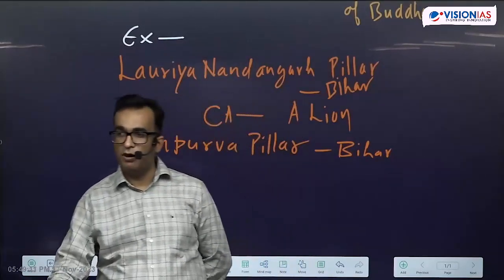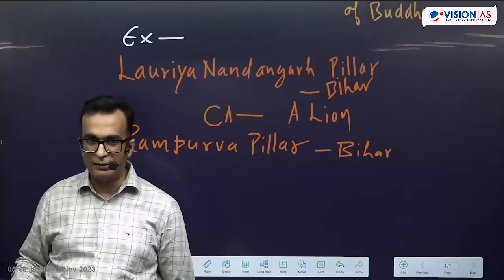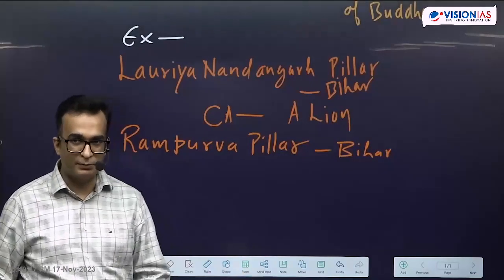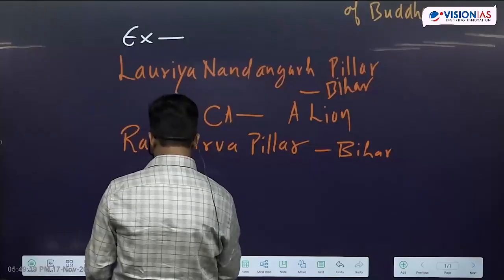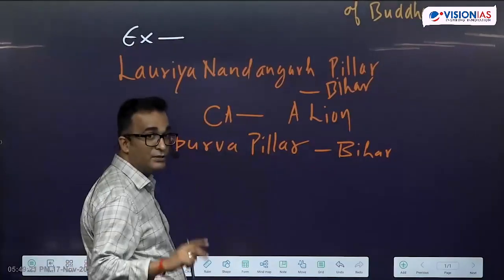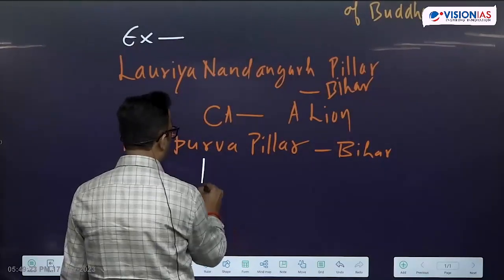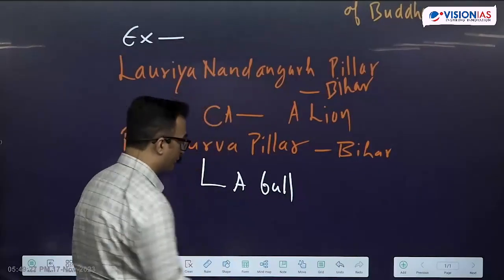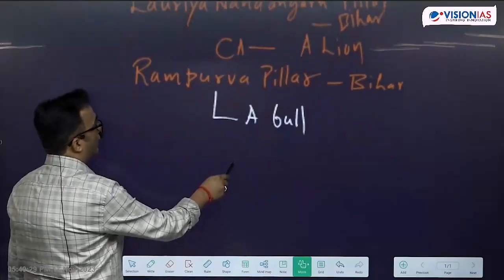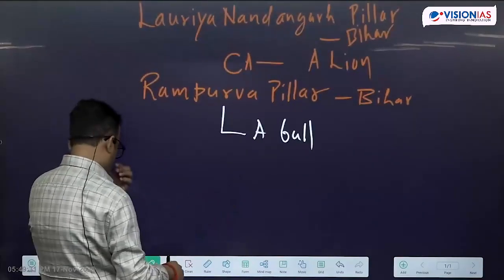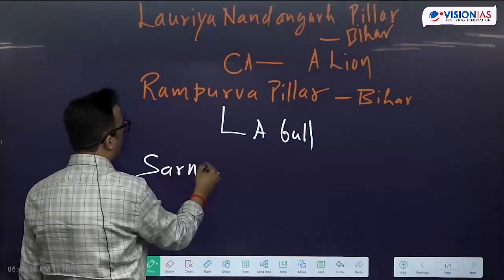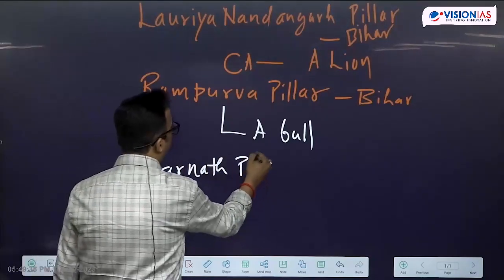Rampurva pillar. This is also from Bihar, but right now this pillar is not in Bihar. Where is it? In Rashtrapati Bhavan. Okay? So it is kept in the Rashtrapati Bhavan. It is on both sides of the entrance of the Rashtrapati Bhavan. So this pillar's iconic image is that bull. Okay? So crowning animal is a bull. Then you write, the most iconic one is the Sarnath pillar.